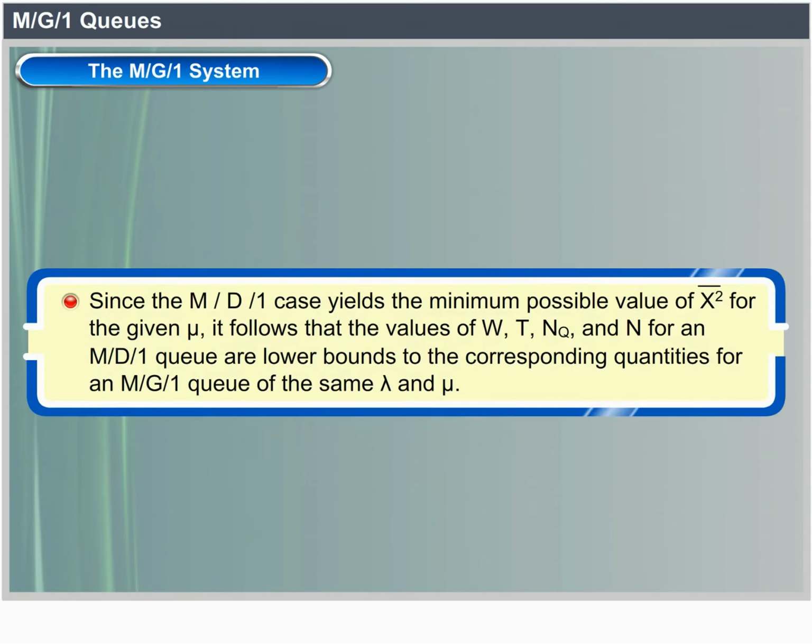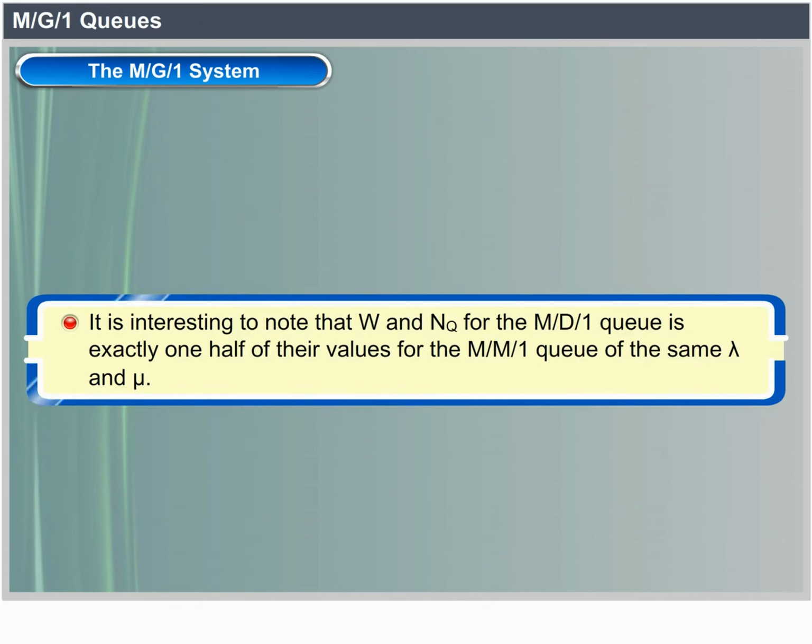Since the MD1 case yields the minimum possible value of x bar square for a given mu, it follows that the values of W, T, NQ and N for an MD1 queue are lower bounds to the corresponding quantities for an MG1 queue of the same lambda and mu. It is interesting to note that W and NQ for the MD1 queue are exactly one half their values for the MM1 queue of the same lambda and mu.